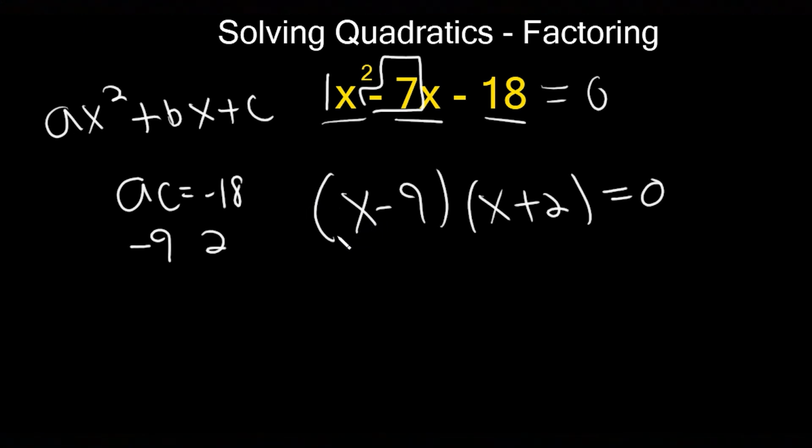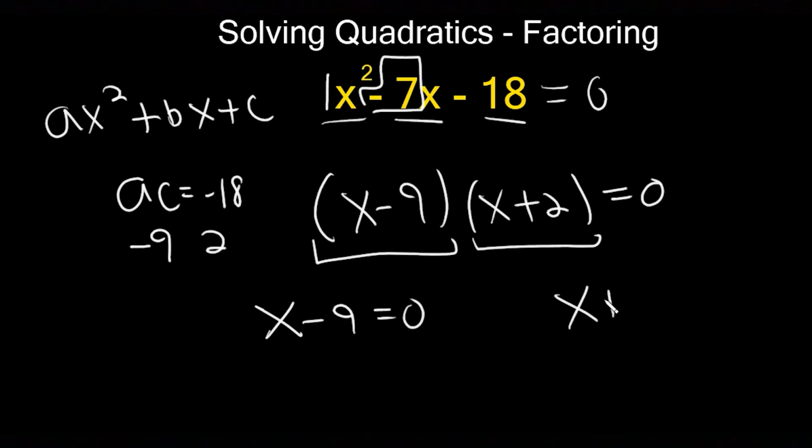Now this is the easy part. All we have to do is solve it. So you take each one of your factors, you set them equal to 0, and you solve. So for example, this is one factor. Here's another factor. I'm going to set them equal to 0 and solve. So there's one. Here's the other one. So when I solve this one here, I get x is equal to 9. When I solve this one here, I get x is equal to negative 2. And you're done.